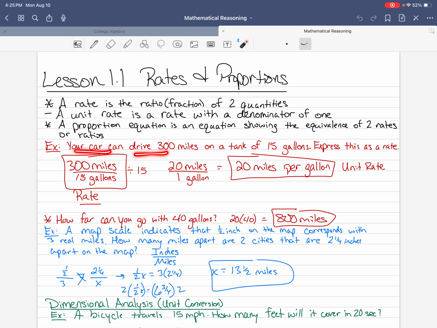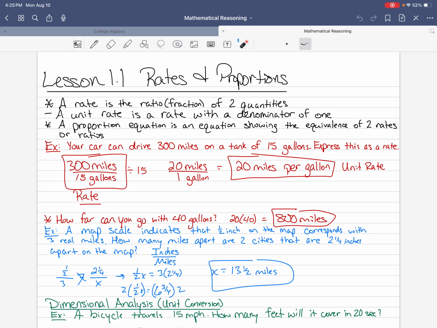We have an example here. Your car can drive 300 miles on a tank of 15 gallons. Then you'd express this as a rate. So, in general, a rate would be like our miles to our gallons. So we would do 300 miles over 15 gallons. That is considered a rate.